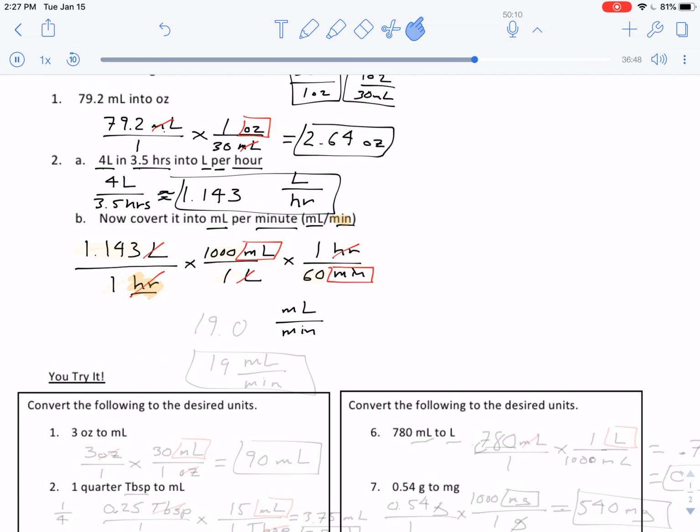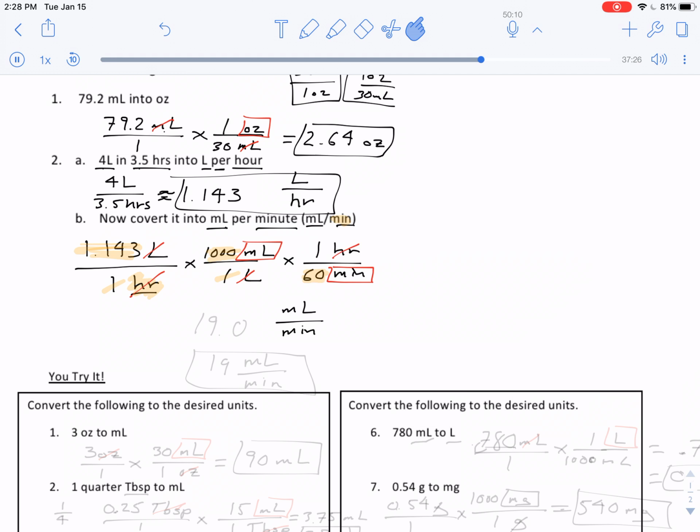So what math am I going to do? I'm going to take 1.143 and I'm going to multiply it by 1,000, right? Then I'm going to divide by 60 in the end, because it's 1 times 1 times 1 times 1 times 60, and that doesn't matter. So let me do it in my calculator now. I'm going to multiply that 1.143 by 1,000, and then I'm going to divide by 60.